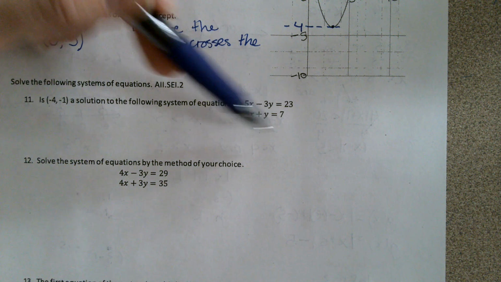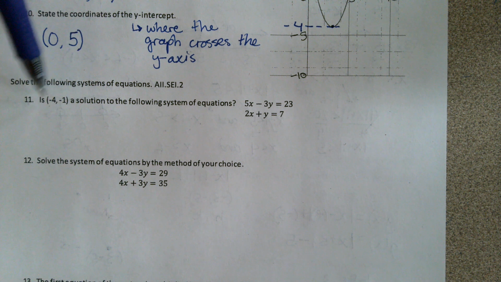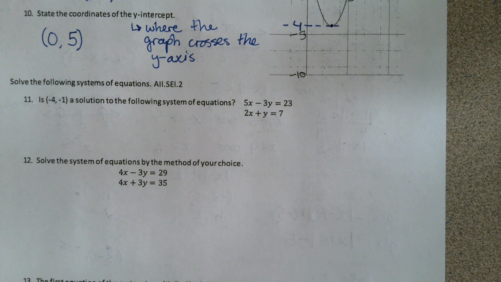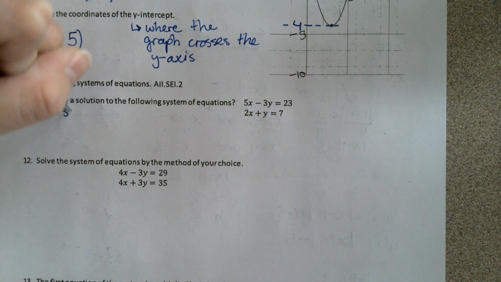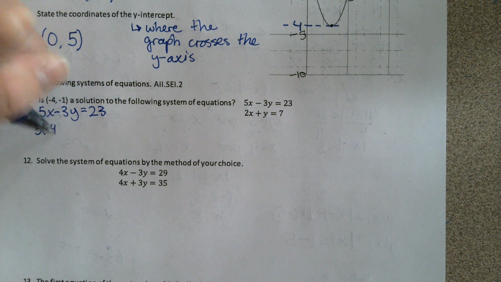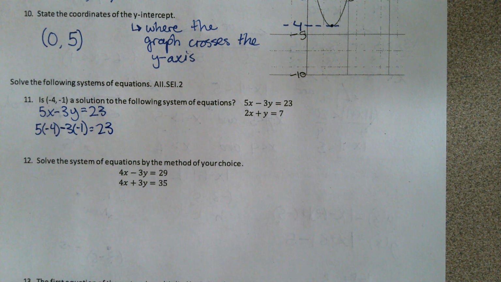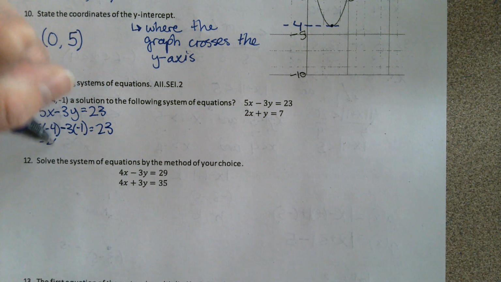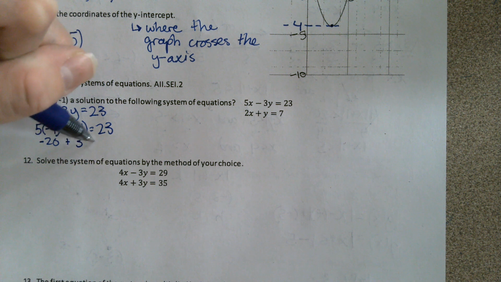You could solve this and see if the answer matches this one, but a much quicker and easier way to do this problem is just to plug this in and see if it actually works. That's going to be a more straightforward way to get your answer, and it won't require as much work. So let's do that. So I'm going to plug it into the top equation first. We have 5x minus 3y equals 23. 5 times x is -4. Minus 3 times y is -1 equals 23. 5 times -4 is -20. And then -3 times -1 is a +3 equals 23.